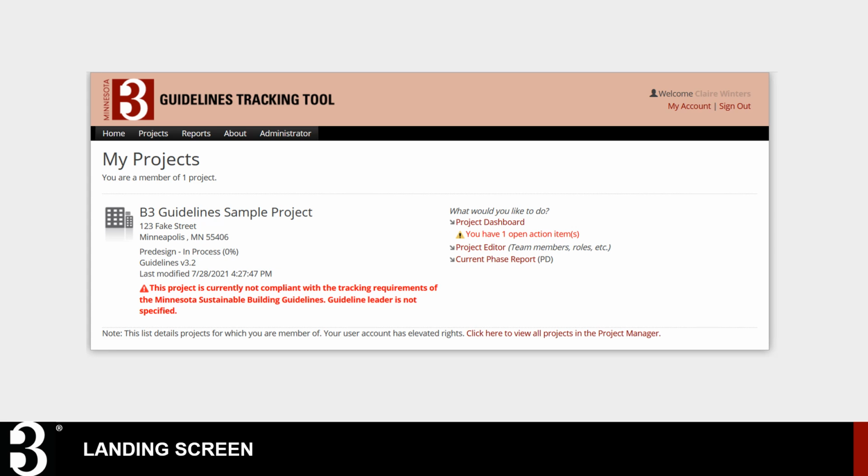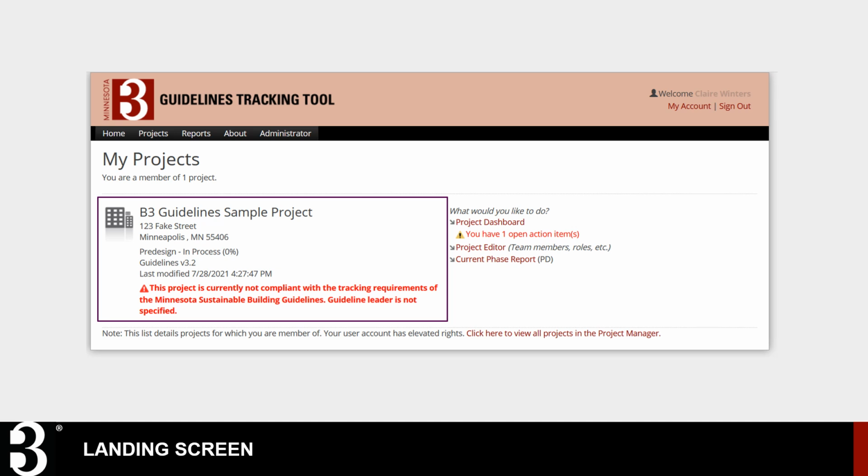Once the project file has been set up, the Guideline leader will receive a welcome email with their login information. When you log into the tracking tool, you will see a list of all B3 projects you are a part of. For example, this team member is a member of one project. In addition to the project's name and address, you can also see the project's current phase within the tracking tool, which guideline version the project is using, and when the project file was last modified.